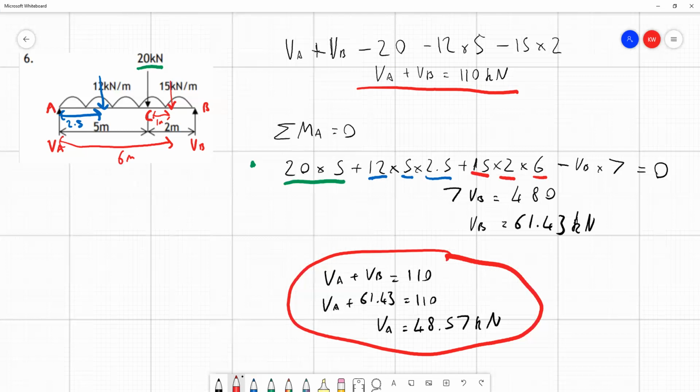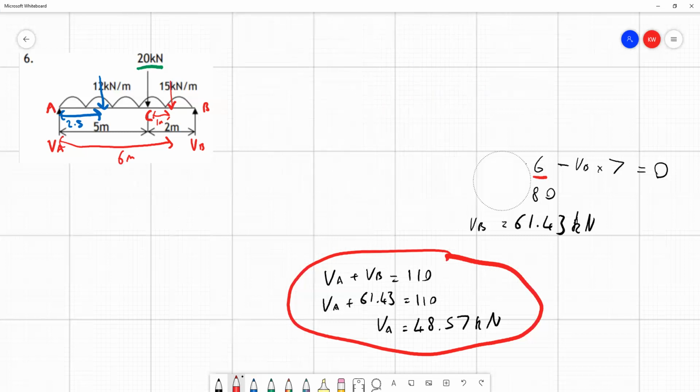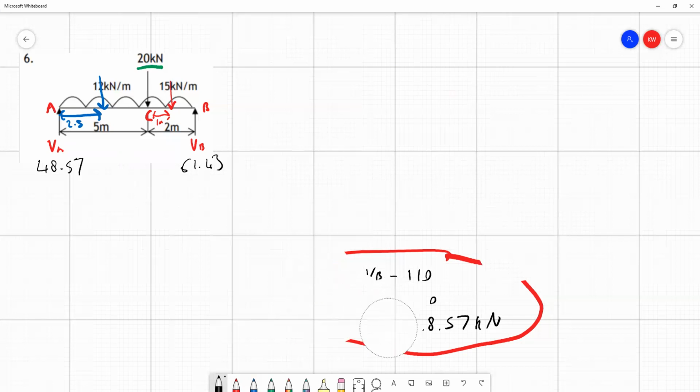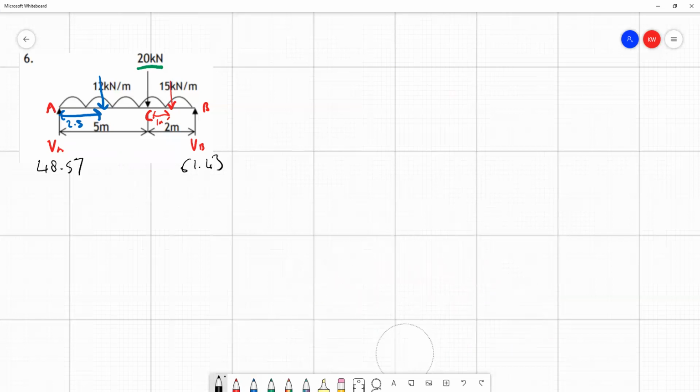So I'll clean up our whiteboard a bit, rub all of this out. I want to write on the value for our forces because we'll need those. So VB was 61.43 and VA was 48.57. So I'll write them on. We definitely need these for what we're doing next, our shear force diagram. I'll leave those markings on, they might be useful. So shear force diagram, let's draw a line for that.